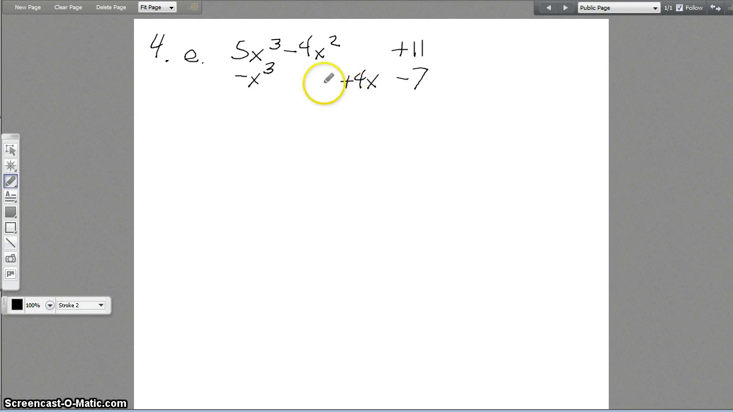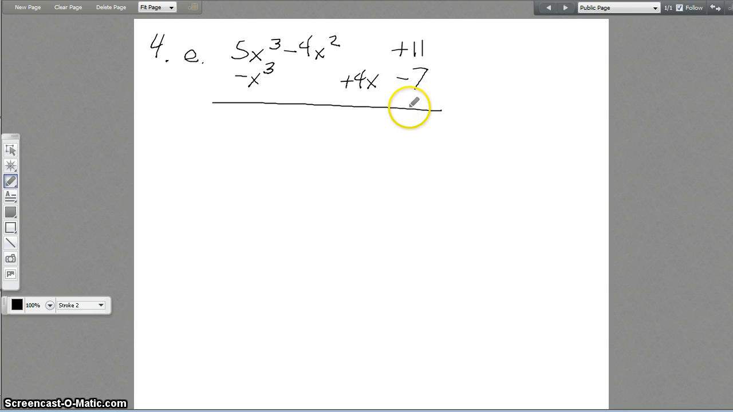Now I want you to notice what they did here was keep all the things that were like terms in the same column. So cubes were in the same column, squares were in the same column. We only have a square in the first equation, not in the second. X's were in the third column. We only have an X in the second equation in the third column. And in the last column, we have just our plain numbers.